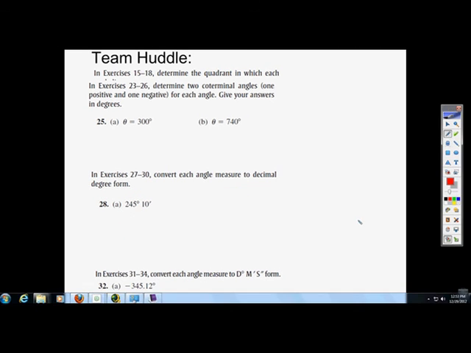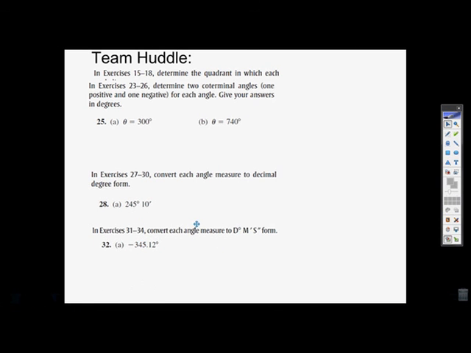The last one is to convert into degrees and minutes and seconds. So we simply push this right into the calculator as you see it, hit the conversion key, and you should get negative 345 degrees, 7 minutes, 12 seconds. And that is the end of 6-1, Day 1, the introduction here to angles and their measure.